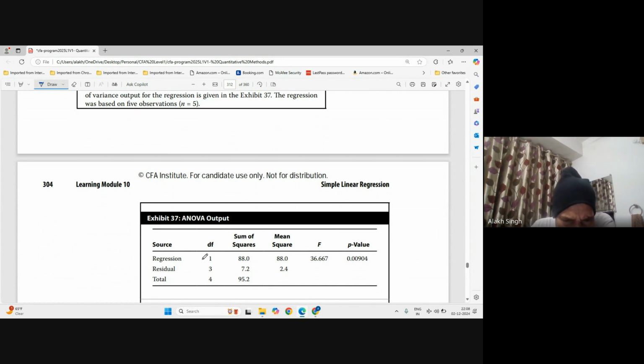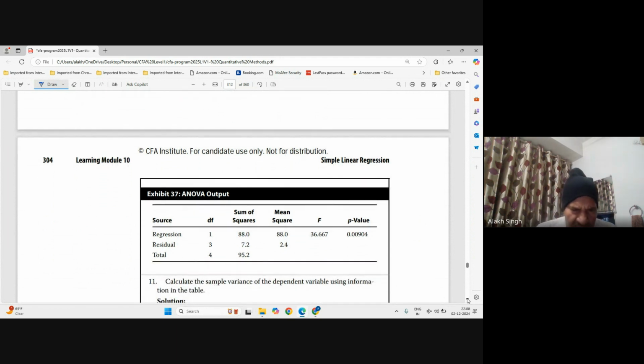Now we have degrees of freedom, sum of squares, mean sum of squares. Everything is calculated. Residual degrees of freedom is 3, so 7.2 divided by 3 is 2.4. F is 88 divided by 2.4, which is equal to 36.67. And the P value is this. So everything is given actually. So what is the question?